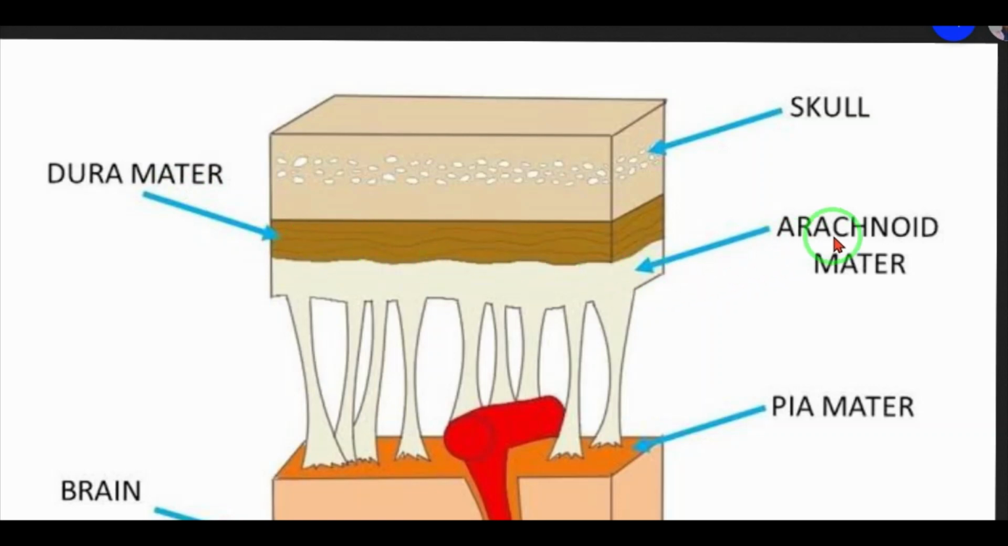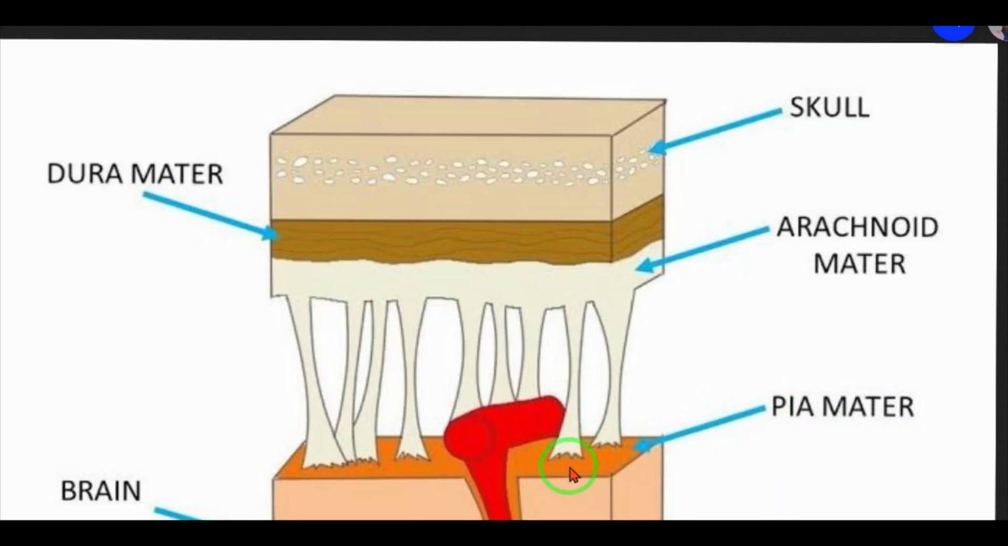Now the second layer is the arachnoid mater or arachnoid membrane. Arachnoid means spider. It is the middle layer, a thin vascular membrane providing a web-like cushion. Then the third layer is the pia mater. Pia means soft or tender. It is the innermost layer.